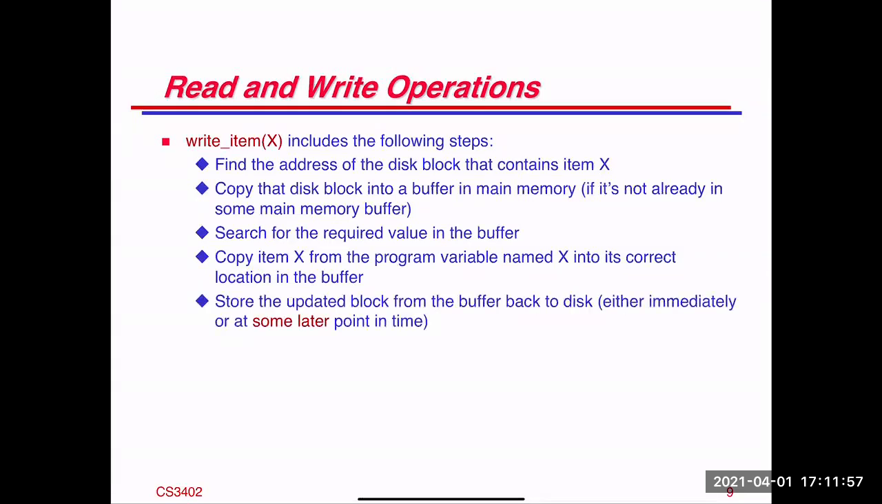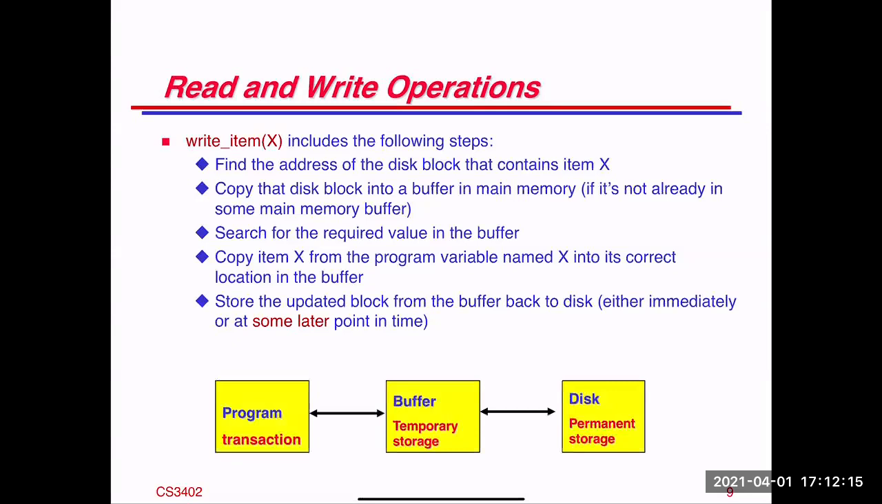All right, and of course, since this is a write, we need to store the updated block from the buffer back to the disk. Sometimes this is done straight away. In other cases, we might delay this to some later point in time. So here you have this interplay between your program and your program variables where we're performing our transactions, and the buffer that we're using to temporarily store these disk blocks. And of course, these are written back and forth to the actual hard disk, which is our permanent storage.